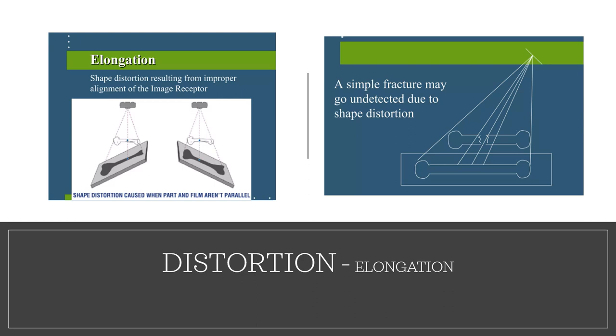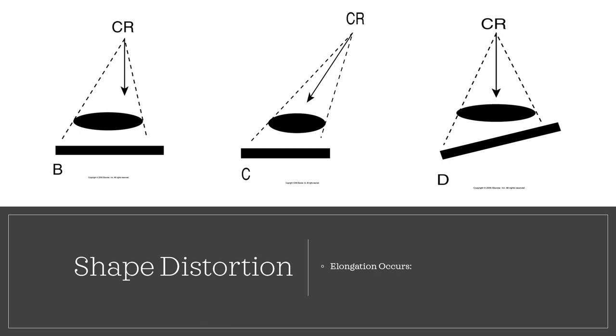Shape distortion is elongation, resulting from improper alignment of the image receptor. A simple fracture may go undetected due to shape distortion. Shape distortion, which equals elongation. Elongation has occurred when one of the structures or axes appears disproportionately longer on the projection than the opposite side. The least amount of elongation occurs when the CR is perpendicular to the part and IR.